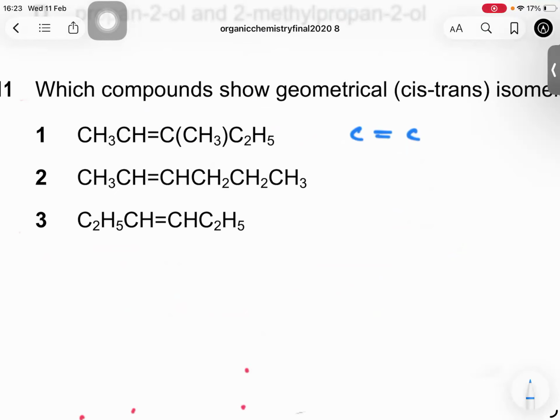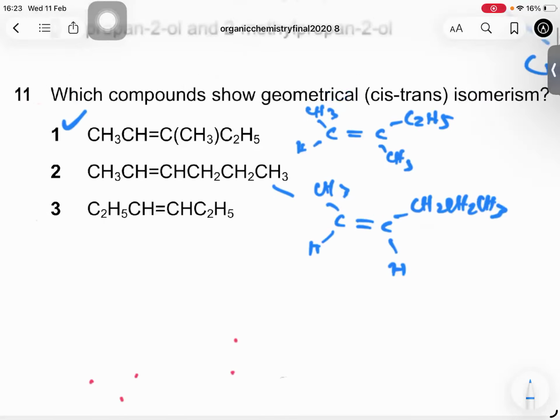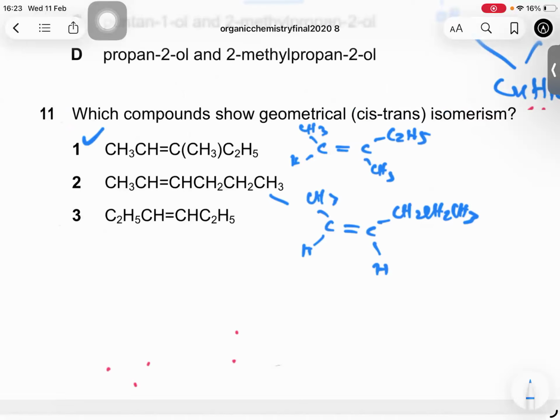First one, there is a carbon-carbon double bond, one CH3, one H, there is CH3, there is C2H5. Does it show? Yes, sir. Yes, because there is a double bond and all that. Why not? There is a double bond, H here, CH3 here, H here, CH2CH2CH3 here. It does, because the double bond is there and two different atoms are on each carbon. And this is C2H5, H, C2H5. Okay? Next.